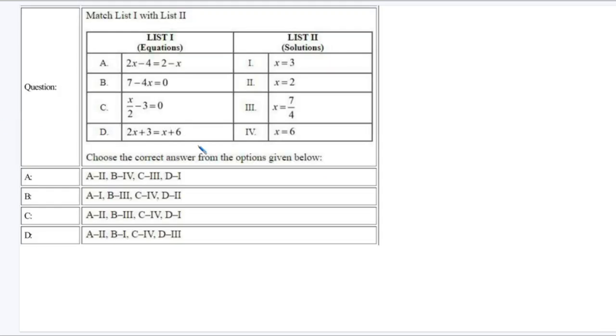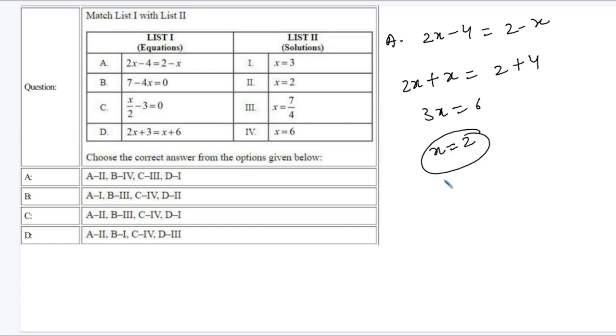Let me show you one question which came in the previous year. This was about matching list 1 with list 2. You were supposed to solve these A, B, C, D questions and match their values, whatever you get for x. For example, if I solve the A part, it is 2x minus 4 is equal to 2 minus x. I'll take x terms on one side. This x will come as plus x when taken on the other side, and this negative 4 will become plus 4. So we get 3x is equal to 2 plus 4, 6. Dividing both sides by 3 will give you x is equal to 2.